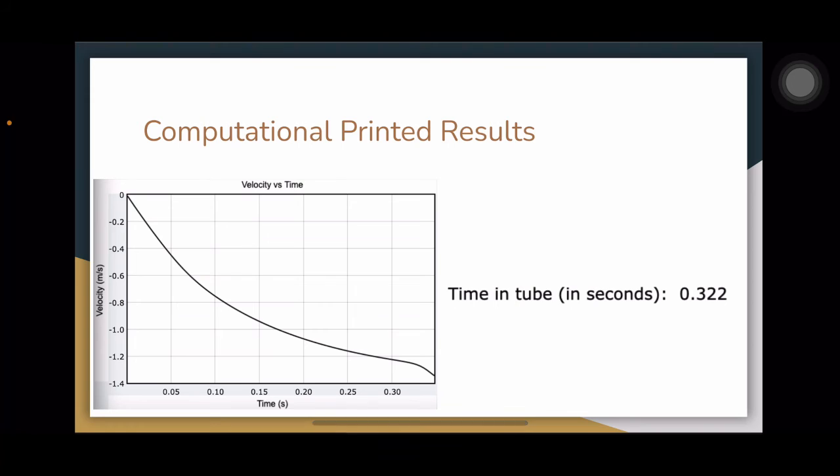Once that is complete, we have our printed results. On the left side, we have our velocity versus time graph, representing the speed over time of the magnet falling through the tube. And to the right, we have the time of the magnet falling through the tube in seconds.